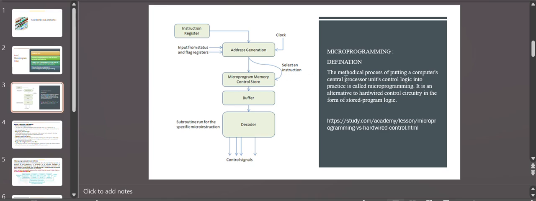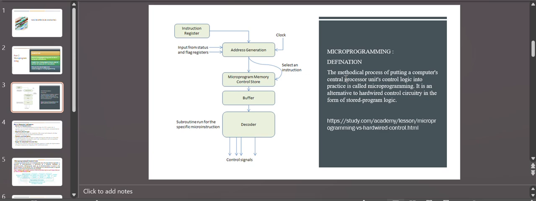The methodical process of putting a computer's central processing unit's control logic into practice is called microprogramming. It is an alternative to hardwired control circuitry in the form of stored program logic.